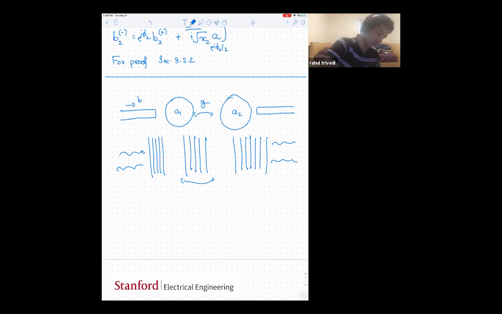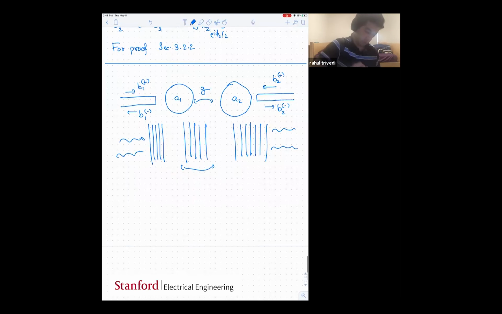And then you have B1 plus, B1 minus, B2 plus, B2 minus, right? So how do I write it down? Well, let me start by writing down the cavity amplitude equation. I'll have dA1/dt equal to minus i times the frequency of the first cavity, plus the decay rate of the first cavity, times A1, right?